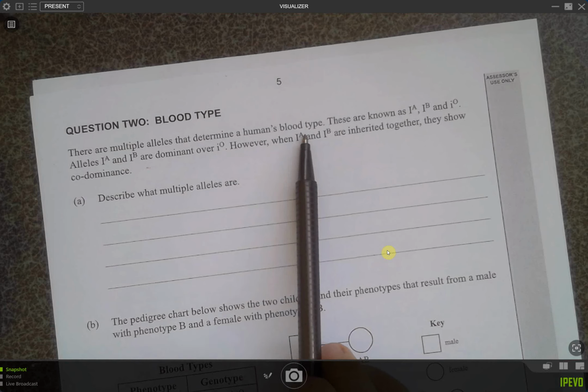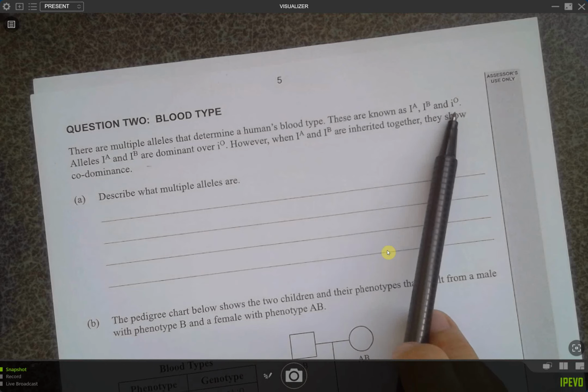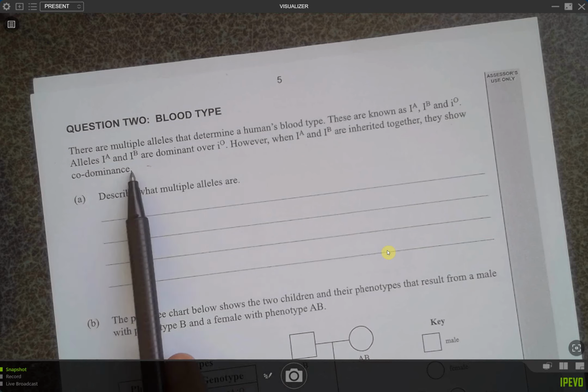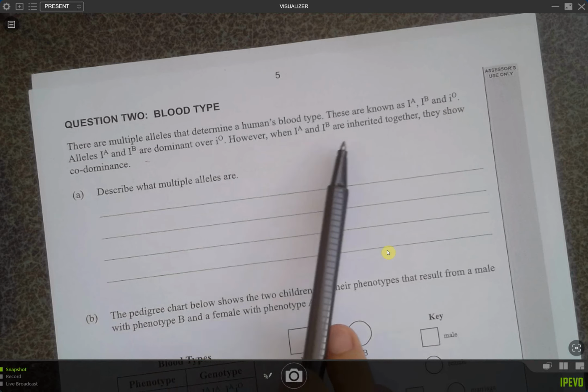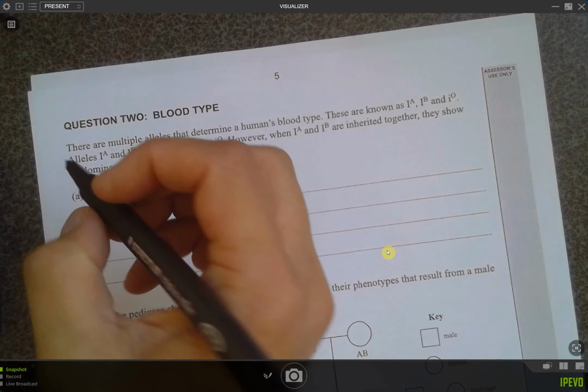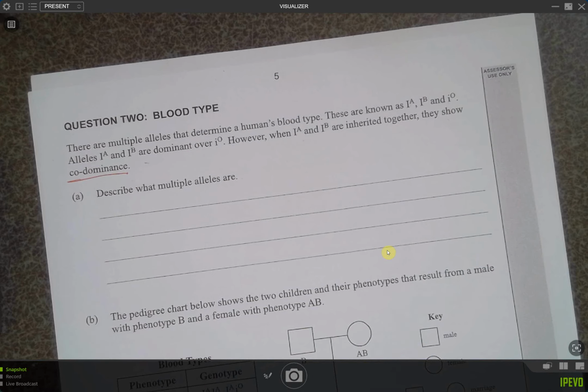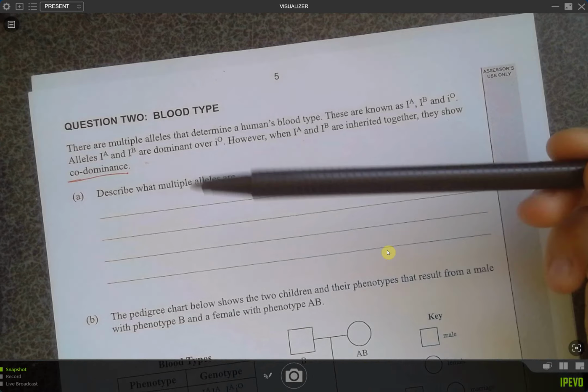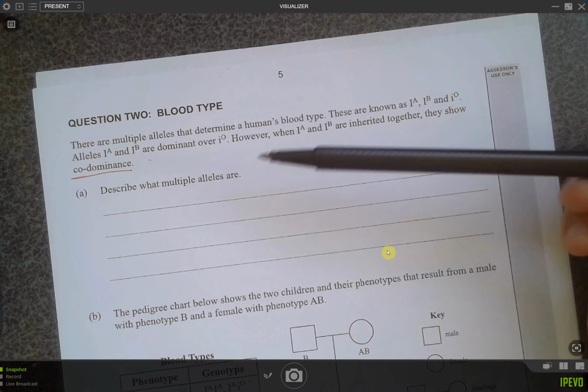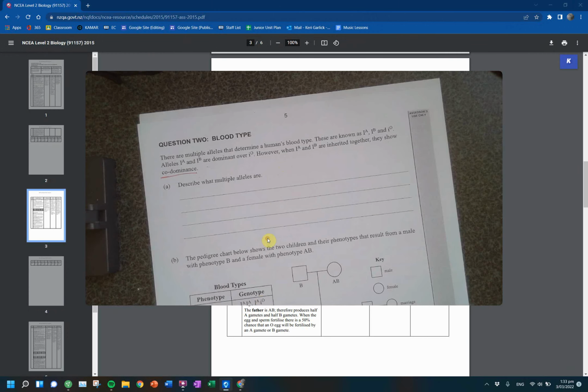So they're talking about human blood types. They're talking about A, B, and type O. They say A, B are dominant over O. However, A and B are inherited together. They show codominance. So now we're starting to look at those new terminologies. This one here is just a definition question that's asking for what are multiple alleles.